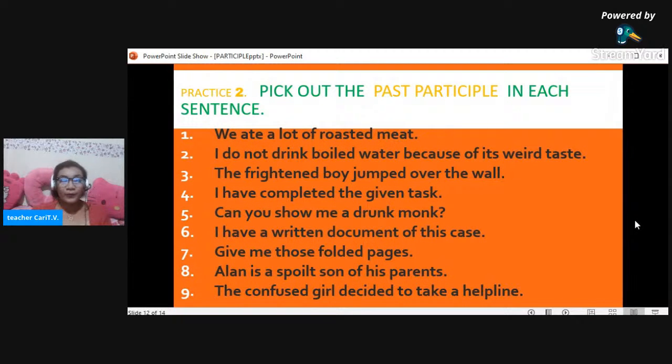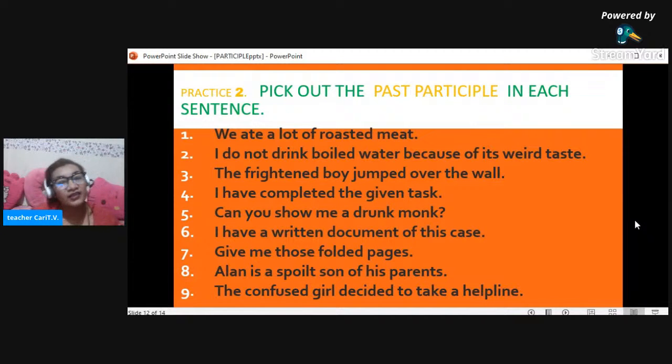Okay, let's go to practice number 2. Pick out the past participle in each sentence. We ate a lot of roasted meat. So this is in the past and the main verb is ate. What kind of meat did they eat? So it's roasted. So the answer in number 1, practice 2, is roasted. It ends in ed and it's in the past.